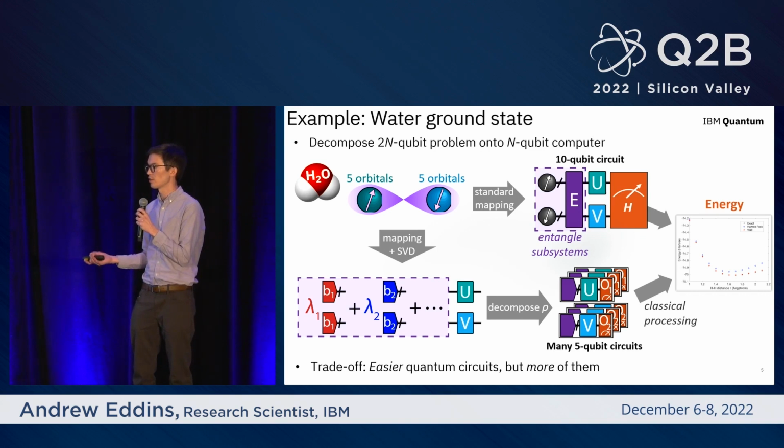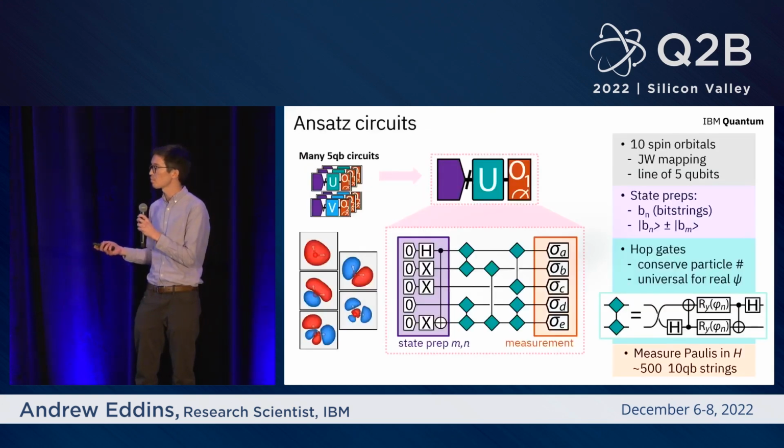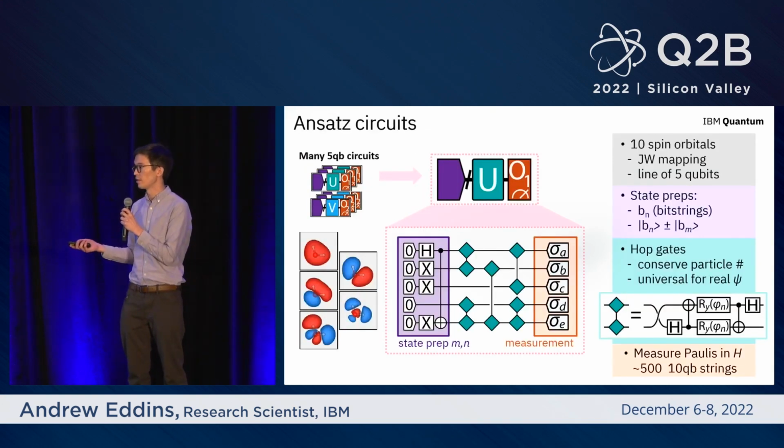So it gives us a trade-off where we can have easier quantum circuits, though at the cost of having more of them to run. A little detail on the ansatz used in our VQE experiment.